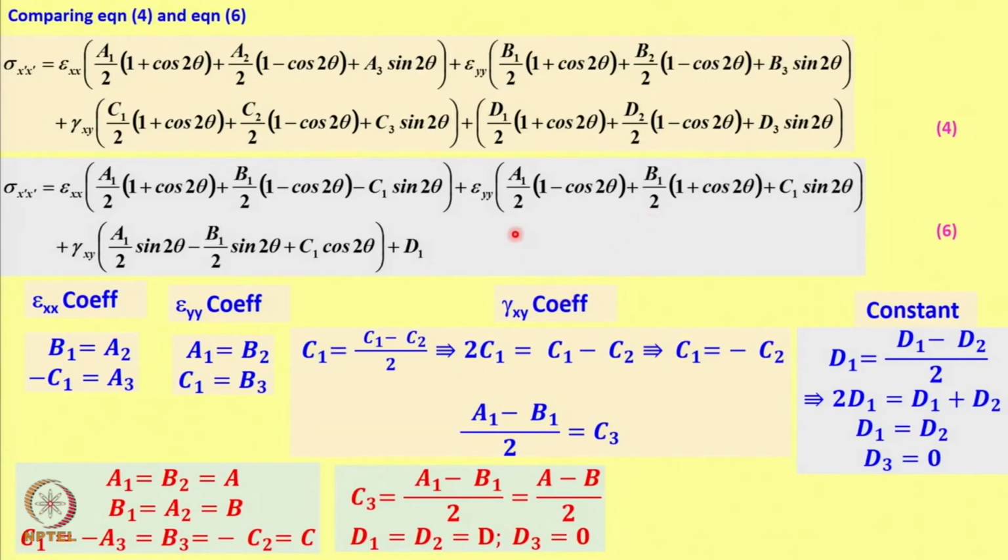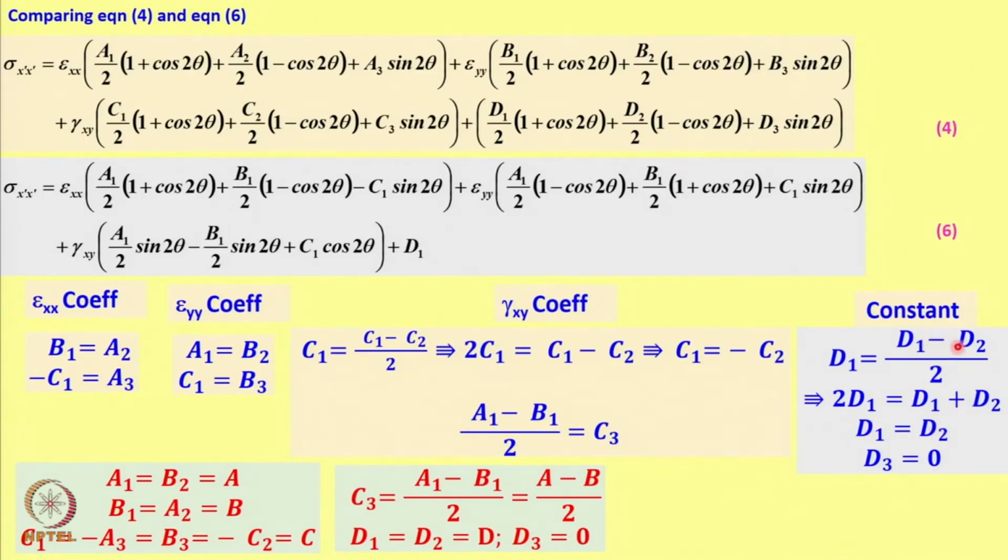Now you see the last coefficient, that is a1 minus b1 equal to c3. How do I get that? By comparing gamma xy, a1 minus b1 by 2 is the sin 2 theta coefficient, so a1 minus b1 by 2 is equal to c3. Now comparing the last coefficient, which is the constant term, that is d1 plus d2 by 2 equal to d1. So you get 2d1 equal to d1 plus d2. So you get d1 equal to d2.